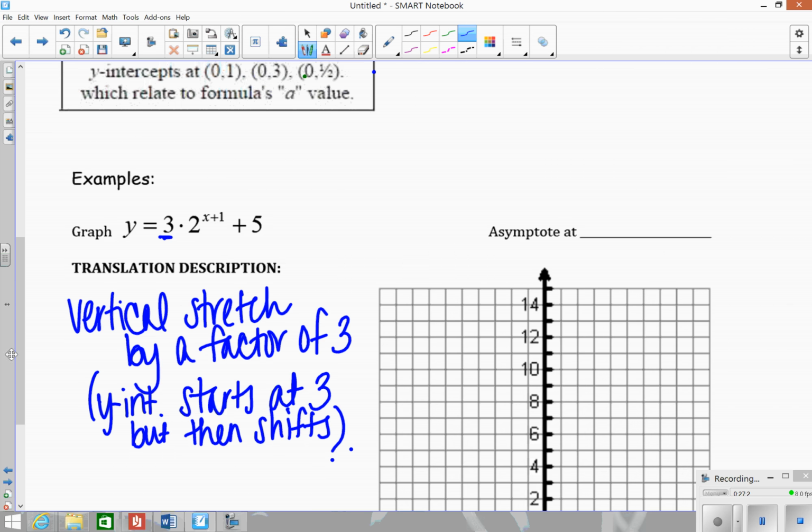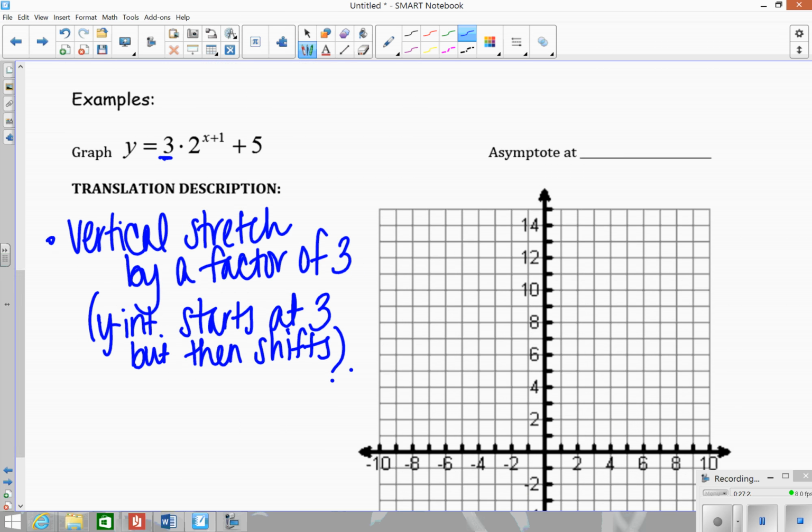So you'll see in a second once we graph it. So that's the first thing. We have this plus 1 here. That plus 1 is going to be a horizontal movement because it's on the inside, it's in the exponent. So that tells me that I'm going to go left 1.